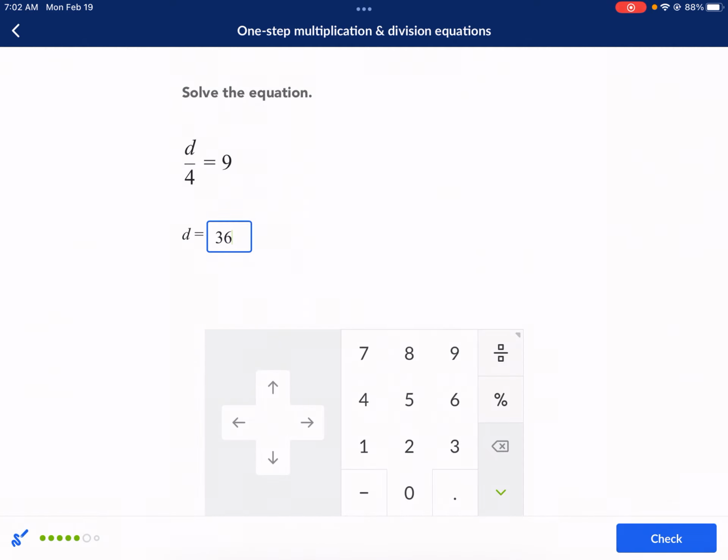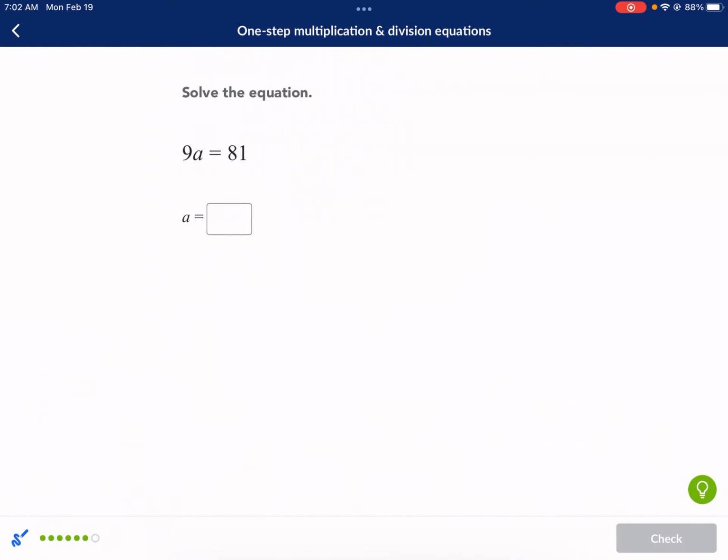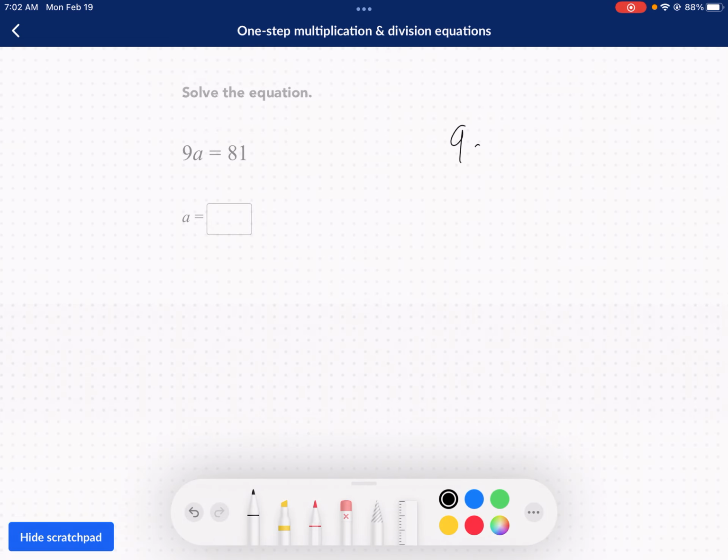I'll do another one just to verify, show you how that works. Okay, so I have 9a equals 81. I have a left and right side. I notice the variable is on the left side. What's happening to my variable? It's being multiplied by 9. I need to do the opposite operation by dividing by 9 to both sides. Once I do that, I have the variable by itself on the left side. And on the right side, I get 9.